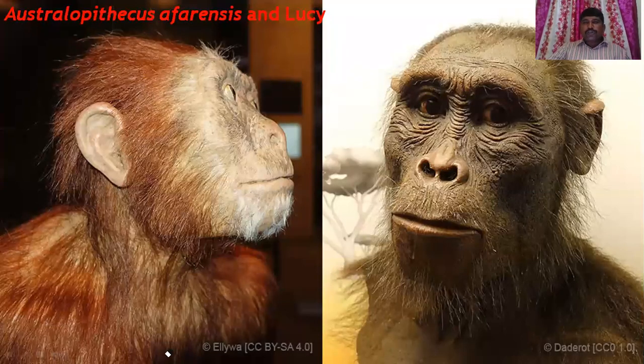Lucy could have used both arboreal and bipedal locomotion. Another Australopithecus afarensis individual had a foot arch similar to that found in the feet of modern human beings. The authors of the findings suggested accordingly that Australopithecus afarensis was exclusively bipedal and could have been a hunter-gatherer.